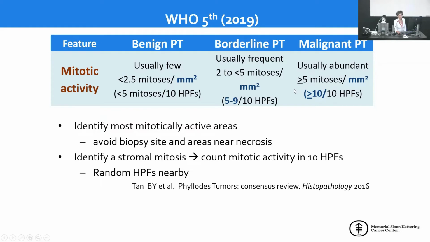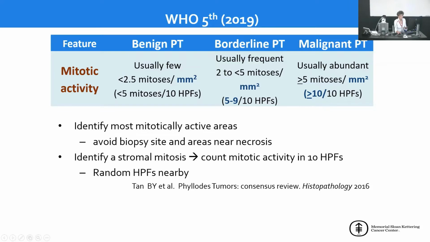In malignant, 10 or more per 10 high power fields, or 5 or more per square millimeter, with borderline falling between 5 to 9 in 10 high power fields, so 2.5 to less than 5 per square millimeter. How do we count mitosis? That's a question I get very often.